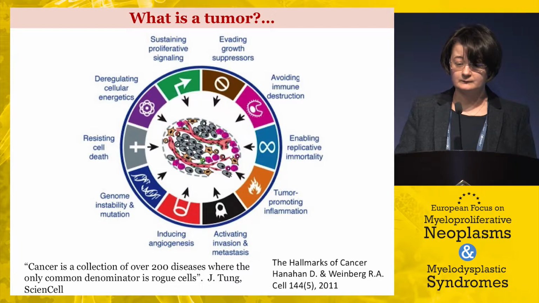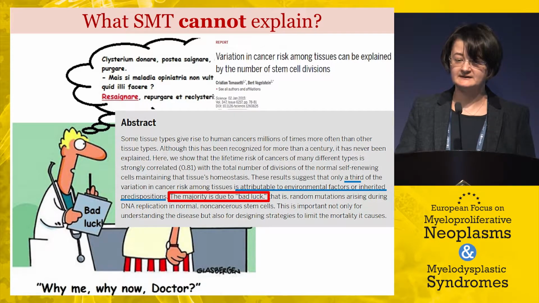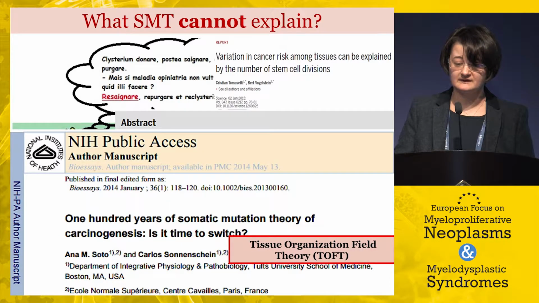which have been very well described, starting from somatic mutation theory, in the Hallmarks of Cancer by Hanahan and Weinberg. But what cannot be explained by the somatic mutation theory? After 100 years of research focused on somatic mutation theory, only a third of the risk of cancer is due to the environmental factors and to the inherited predisposition. For the majority, we know it is bad luck. So isn't it time to switch to the tissue organization field theory?